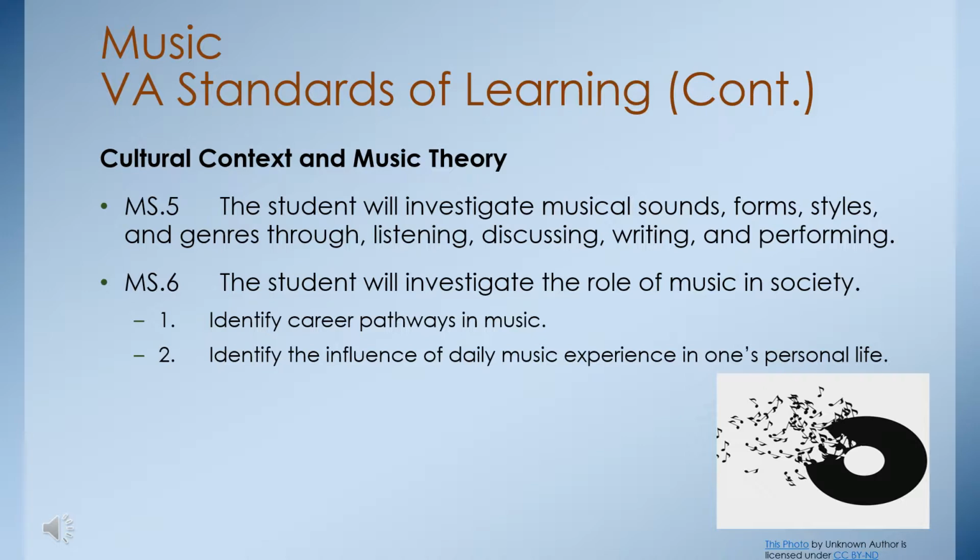Category 2 is culture, context, and music theory. Here, students will investigate musical sounds, forms, styles, and genres through listening, discussing, writing, and performing. Students will also investigate the role of music in society. As students are preparing for performance time, moments will be set aside to research and discuss the historical context of the chosen music. The instructor will be certain to choose at least one piece from each of the periods of focus in the social studies lessons.